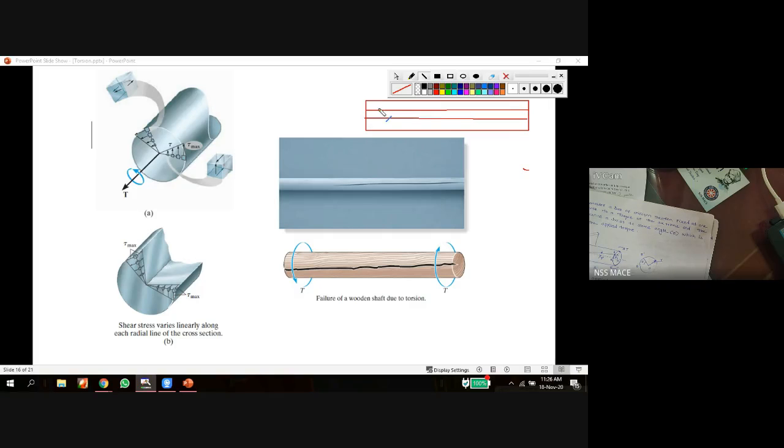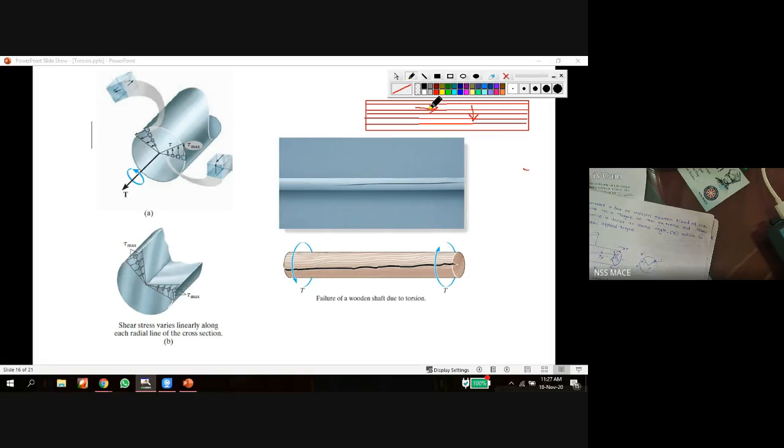The reason is this: in a wood member, the fibers in the wood are arranged like this. So it is very easy to propagate a crack in the longitudinal direction, but it is very difficult to propagate a crack in the lateral direction because every fiber resists this lateral crack propagation.